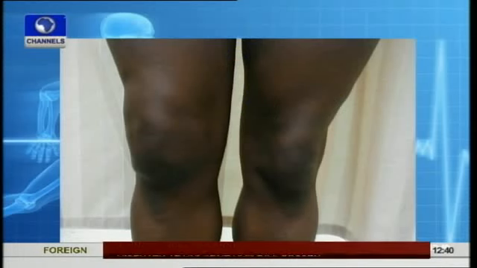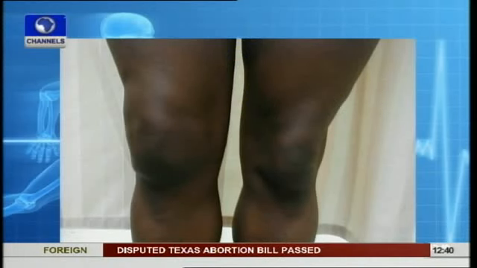Yeah. From what I can see, one of the legs is swollen. So that could be arthritis. When arthritis is on, we say the joint is inflamed, inflammation of the joint.